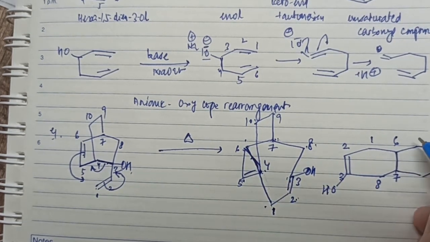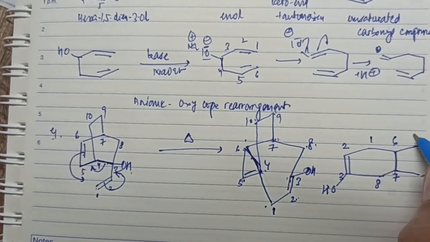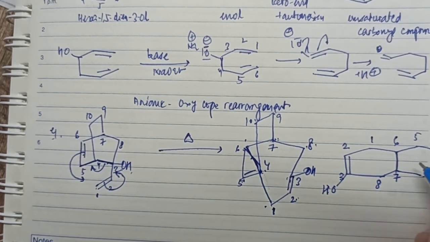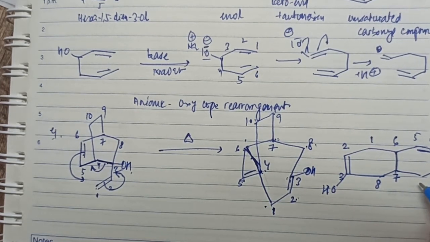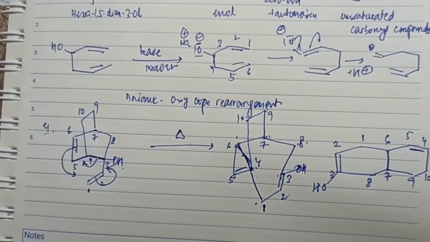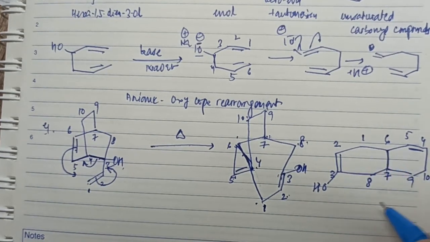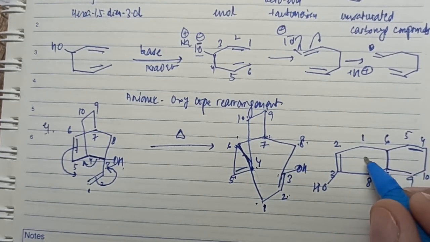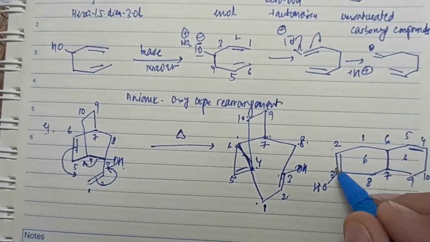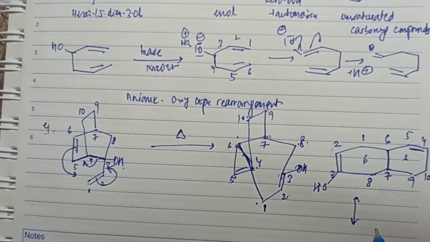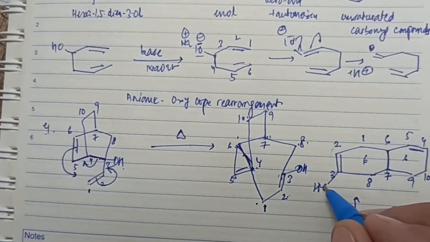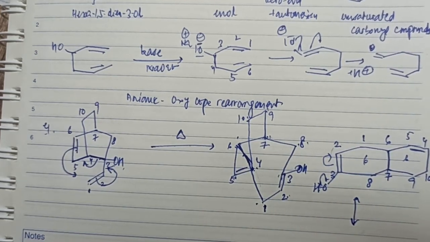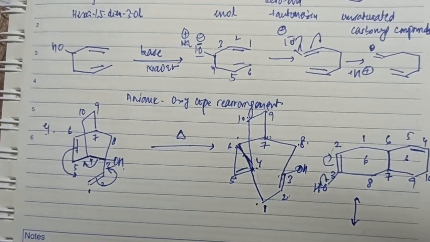Attached to 6 is 5. Attached to 5 is 4. 4 and 5 are a double bond. Attached to 4 is the 10th atom. Attached to 10 is 9, and 9 is further attached to the 7th atom, right? And if you look at this, I've ended up with a bicyclic system, a 6,6 bicyclic compound, and this is the enol form, which can tautomerize to the keto form. So my product of this oxy-Cope rearrangement can be the following. If you write the reaction for this, it could be this one.